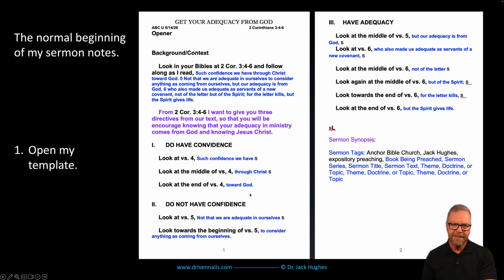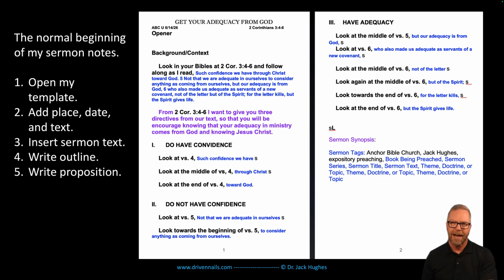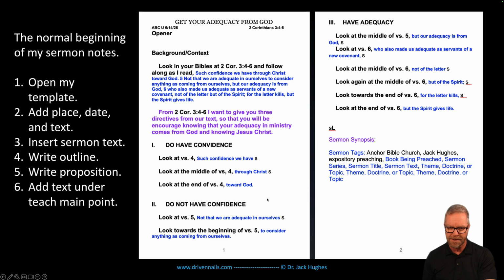So what I've done is I open my template, I add the place, date, and text, I insert the text, I write the outline, I write the proposition to submit to the outline, I add text under each main point, so I do have confidence and put whatever text goes into that, and then I break it up into the portions of the text I'm going to comment on. Why? Why do that?